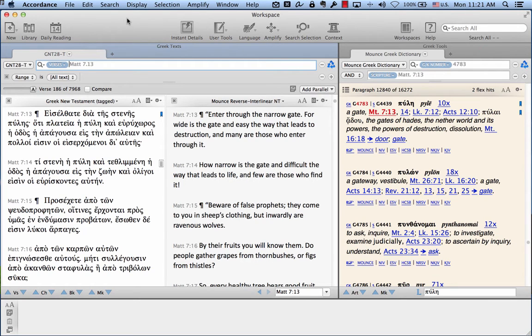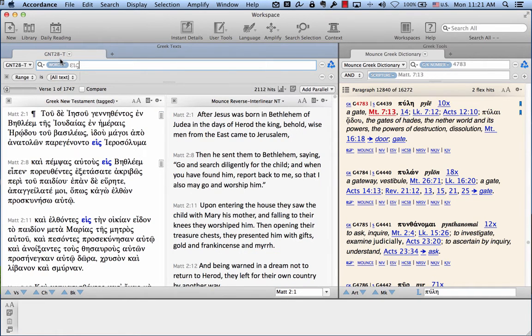Well, let's take a look at how prepositions function in the actual text. We're just going to go up here and say, I want to search for words. And let's start with eis. Eis is that preposition that always takes its object in the accusative, and it basically means to or into.